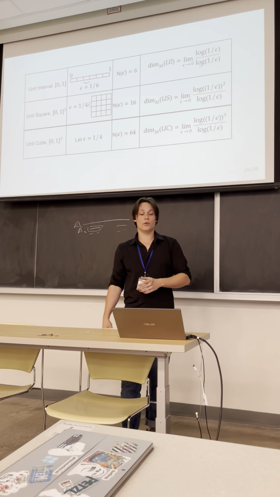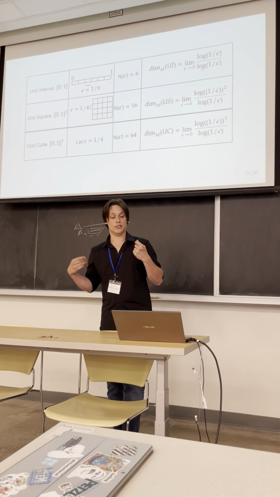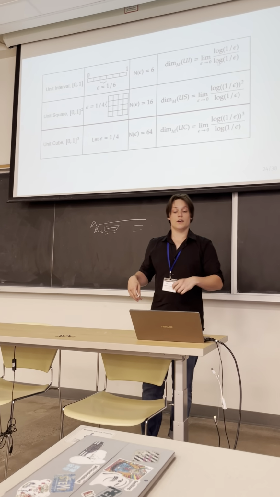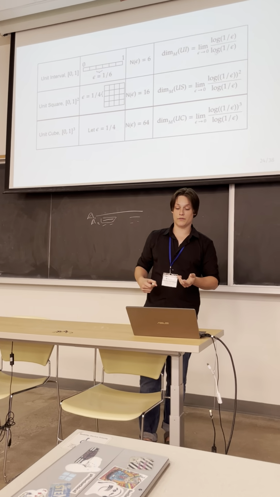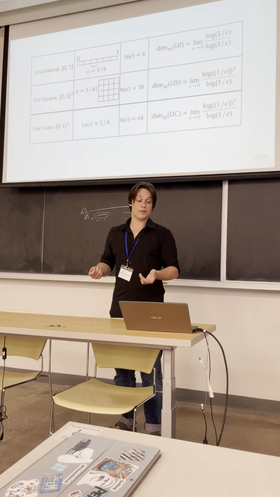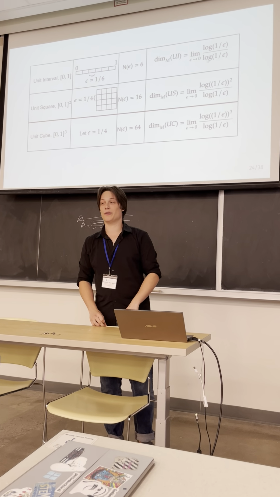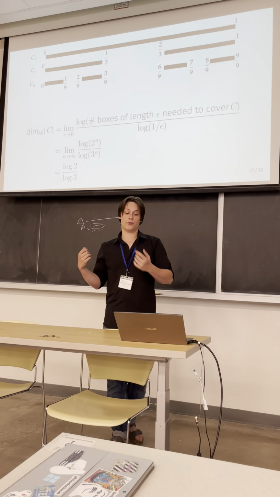When doing the unit interval, for example, we can let epsilon equal 1/6. We need 6 boxes to cover the unit interval, and therefore we get that the Minkowski dimension is equal to 1. For the unit square, if we let epsilon equal 1/4, we need 16 boxes to cover, and therefore the Minkowski dimension is 2. The diagram for the unit cube is beyond the scope of this talk, but it ends up being a Minkowski dimension of 3. So what can we say about the Minkowski dimension of the middle third set?